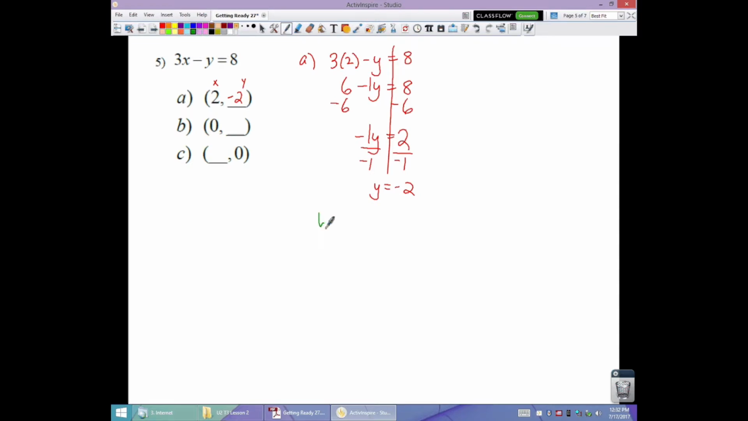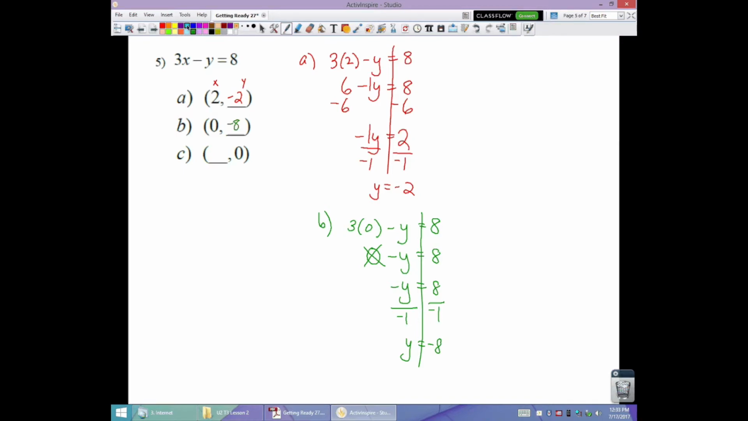Question B, we substitute 0 for x, and we're to solve for y. So 3 times 0 is 0, minus y equals 8. Having a 0 here does nothing. Let's ignore it and say that -y is equal to 8. Divide both sides by -1 to cancel the negative sign, and y is -8.